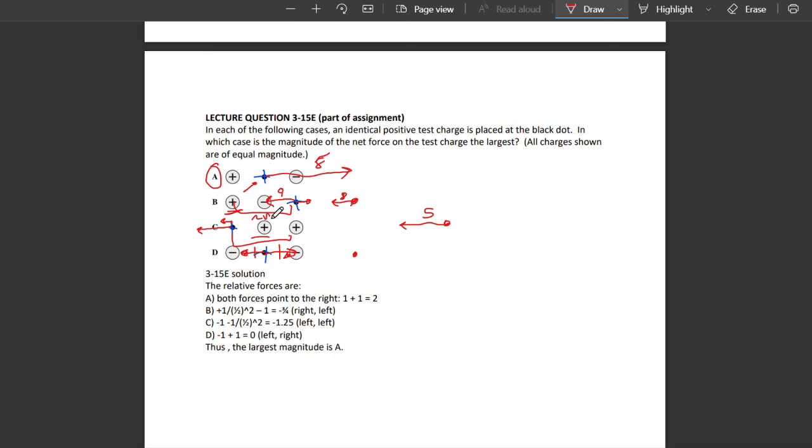B is not the answer because the magnitude of the attractive force from this closer particle is not large enough to be greater than that of answer A. Same with answer C. Even though these are both in the same direction, the distance to this farther particle diminishes the force acting on the test particle. And then D, there's no overall net force, which is why D is not the correct answer.